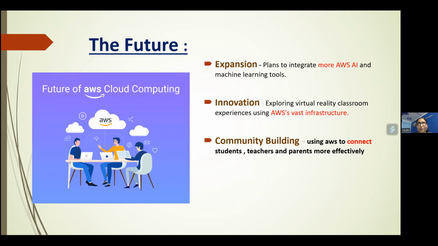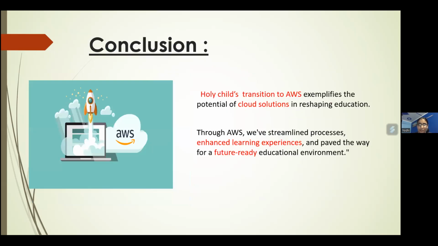Innovation: because of AWS's vast infrastructure, a normal traditional classroom can be turned into a virtual classroom, which will be a more engaging classroom for the students. Community building: because of AWS, students, teachers, and parents are effectively able to communicate with each other, which was a difficult problem in the traditional form.